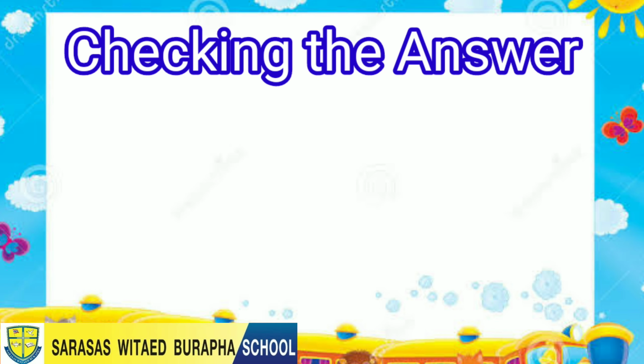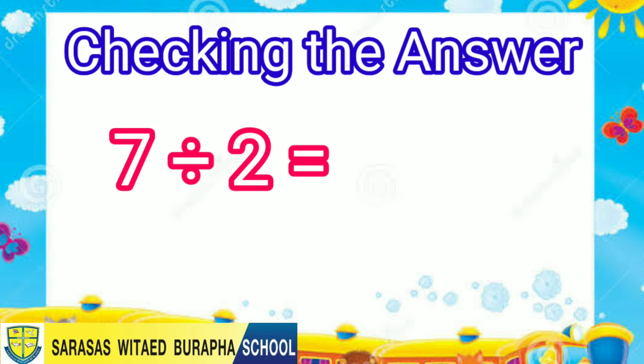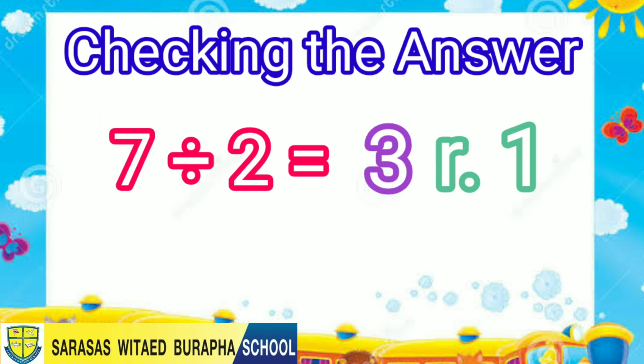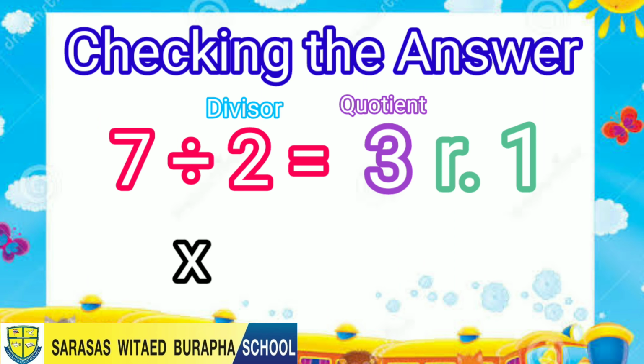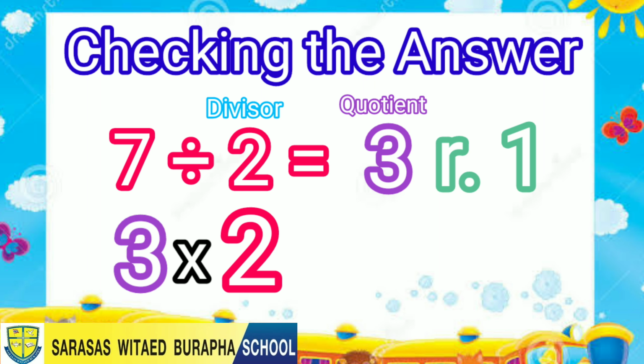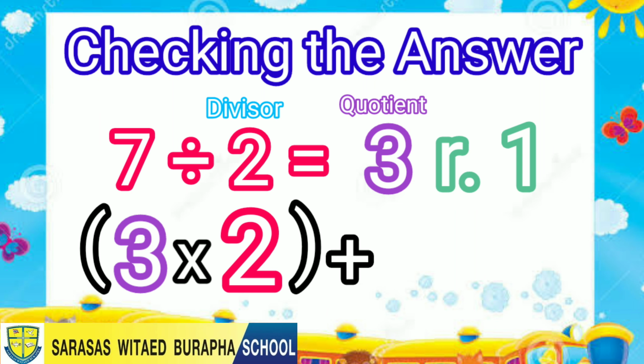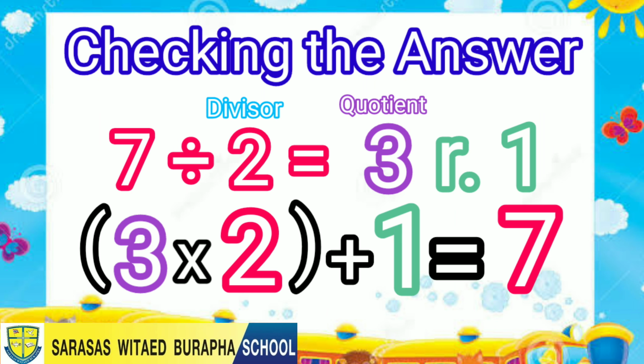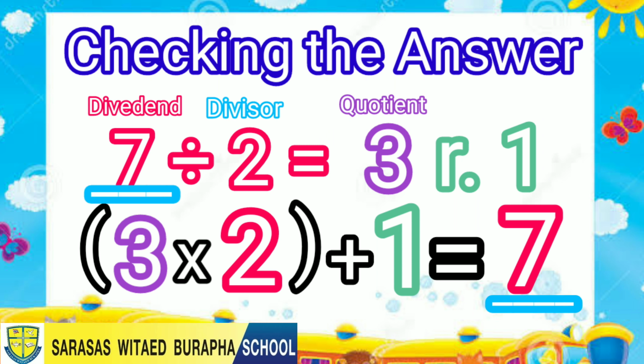So how to check if your answers are correct? Now, 7 divided by 2 is equal to 3, remainder 1. Simply multiply the quotient and the divisor. That's 3 times 2 equals 6 plus the remainder 1 equals 7. If you have the same answer as your dividend, then you got it correctly.